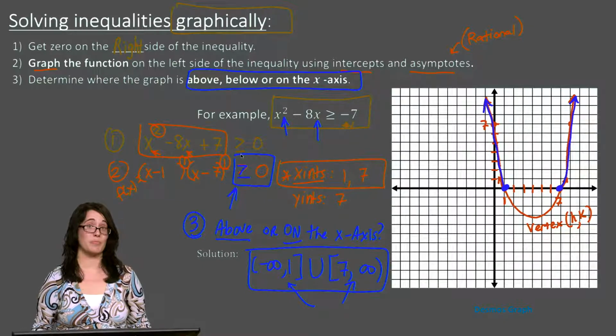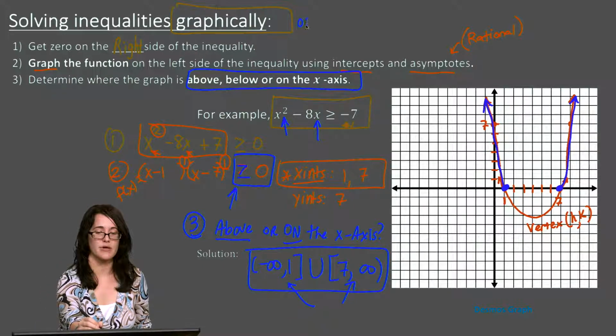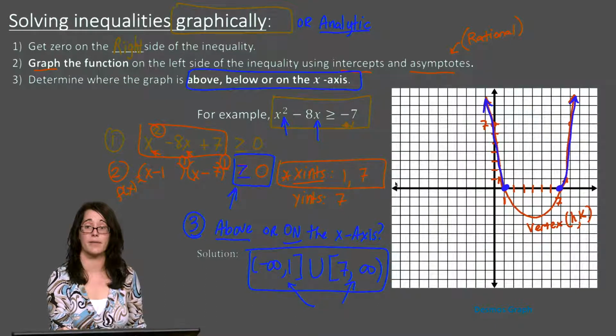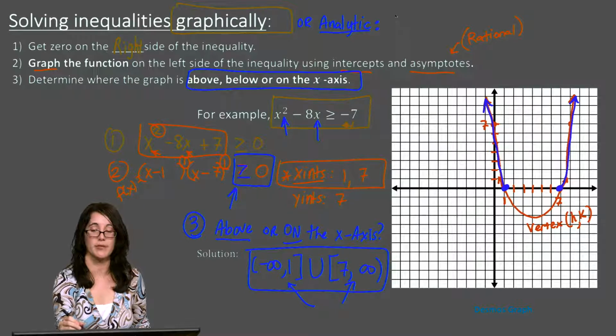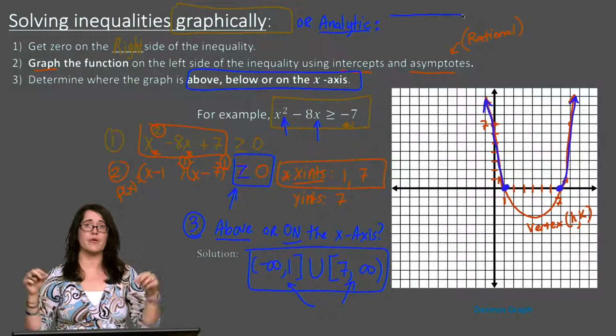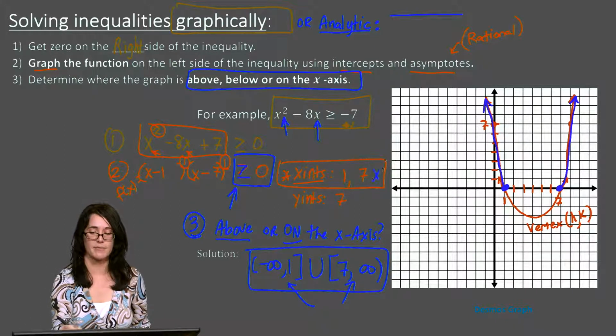Now, I do want you to be aware that if you were to ask someone to help you who may have done this a different way, the way that they might have done it is called the analytic approach. While I don't spend a lot of time on it, I do want you to at least see what it is in case someone talks about it, or if you look in the book and they show you another way. The analytic approach would say, on a number line, put down any intercepts or asymptotes. So we found our x-intercepts were 1 and 7.